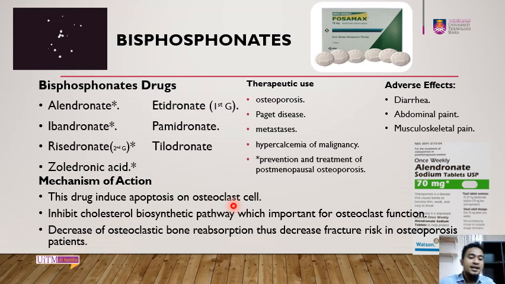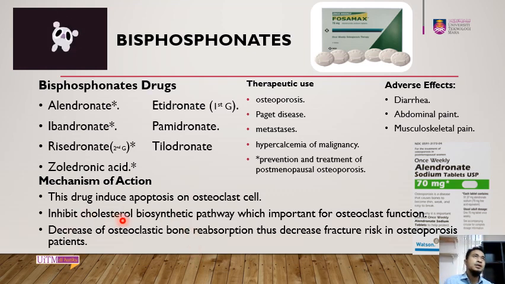All right. Second, it inhibits the cholesterol biosynthesis pathway, which is important for osteoclast function. Without that, the osteoclast is unable to properly do its work. Besides, it literally kills the cell via apoptosis. And lastly, it decreases osteoclastic bone resorption due to inhibition of cholesterol biosynthesis.